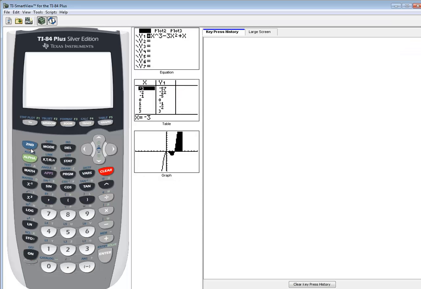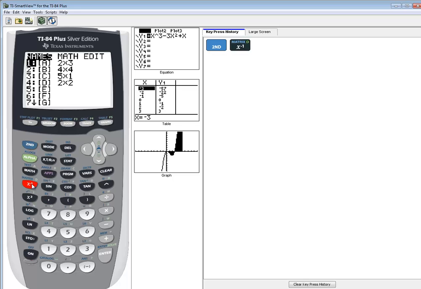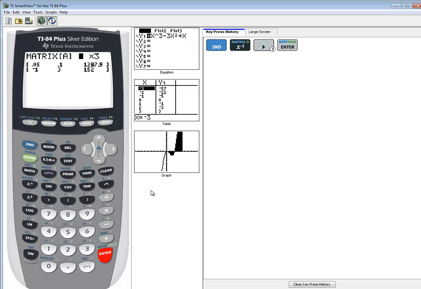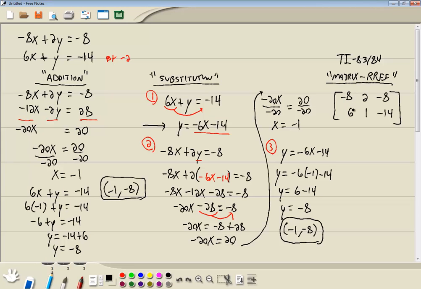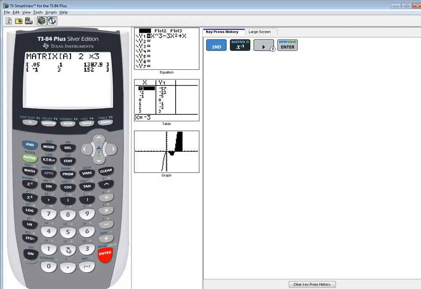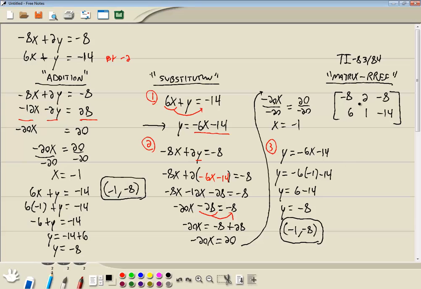Now to go in our matrix menu, we'll do second, x and negative 1. If you got a TI-83, you should have a button that says matrix. We're going to right arrow twice over to edit, or left arrow once. And then we'll do enter on A. Now it's asking us for the size, and it's rows by columns. This is 2 rows by 3 columns. So do 2 enter, 3 enter. And then I'll type in each number, pressing enter after each one.